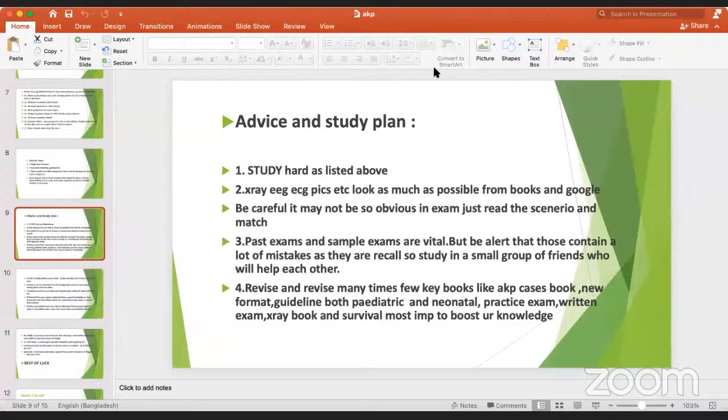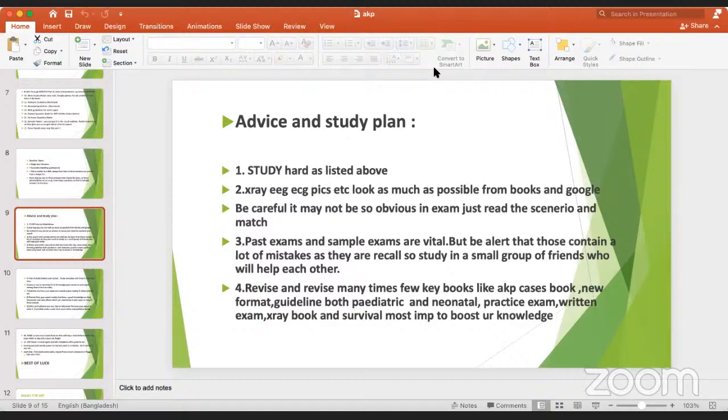And try to see as many X-ray and ECG pictures as possible from books and from Google Photos. In our classes, we will try to provide you a bank of EEG, ECG and X-ray images that are very important. We will pin up the important topics. And past exams, sample exams, recalls and sample papers are very important.